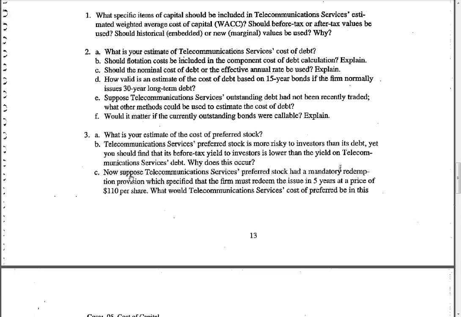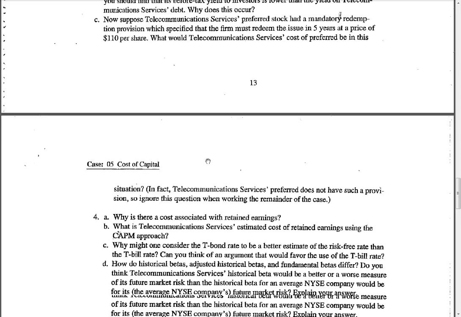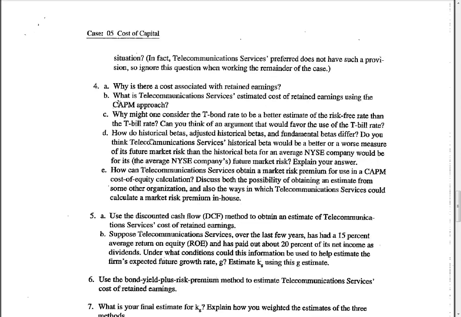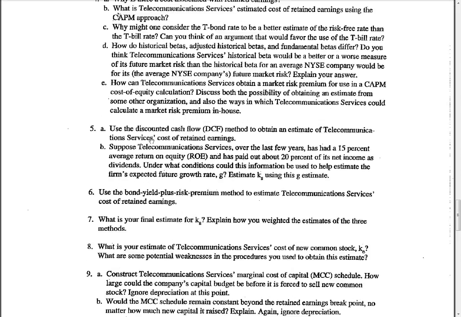Question 3 is just, what is cost of preferred stock? Explain what cost of preferred stock is, show the formula, show the calculation, and state your answer. Question 4 is a concept question about retained earnings, and then basically, what is the cost of retained earnings using the CAPM approach? There's several different approaches of finding cost of retained earnings. This one has you do it with the CAPM approach, and then has you answer part C, which is another concept type question.